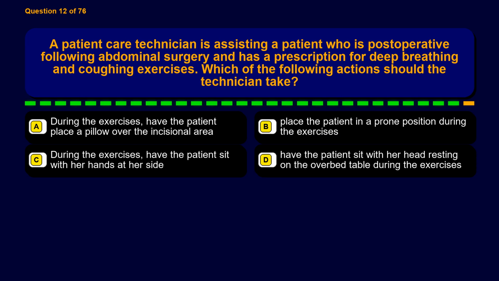Question 12. A patient care technician is assisting a patient who is postoperative following abdominal surgery and has a prescription for deep breathing and coughing exercises. Which of the following actions should the technician take? Option A. During the exercises, have the patient place a pillow over the incisional area. Option B. Place the patient in a prone position during the exercises. Option C. During the exercises, have the patient sit with her hands at her side. Option D. Have the patient sit with her head resting on the overbed table during the exercises.